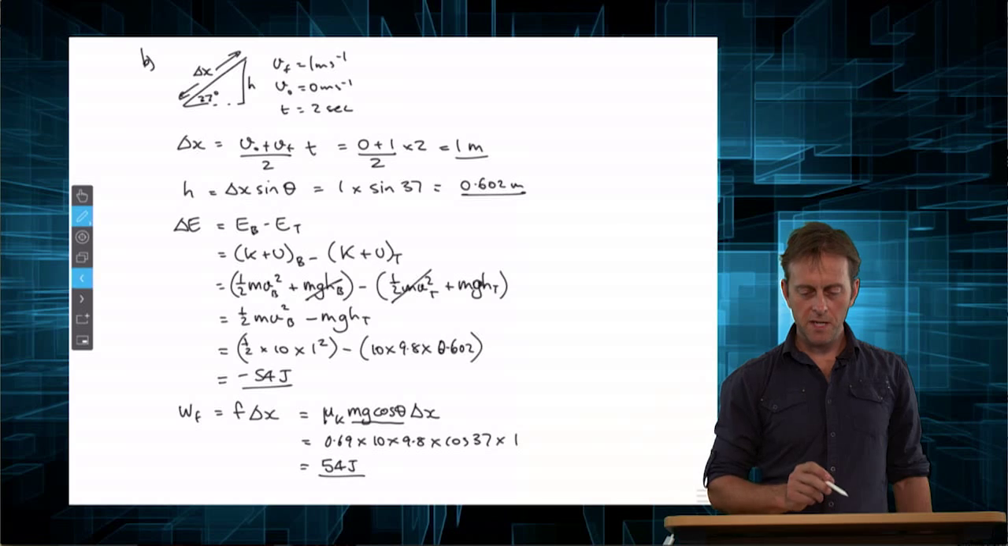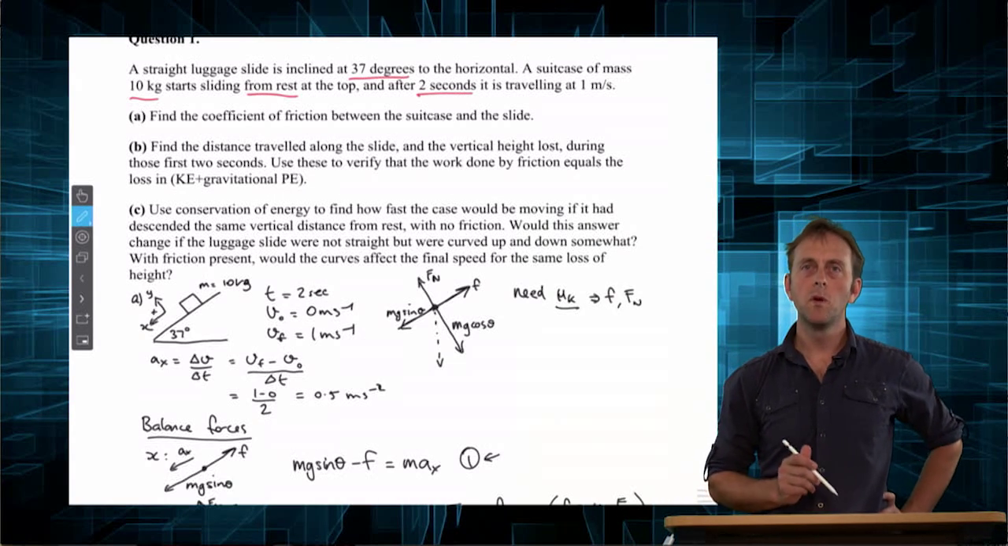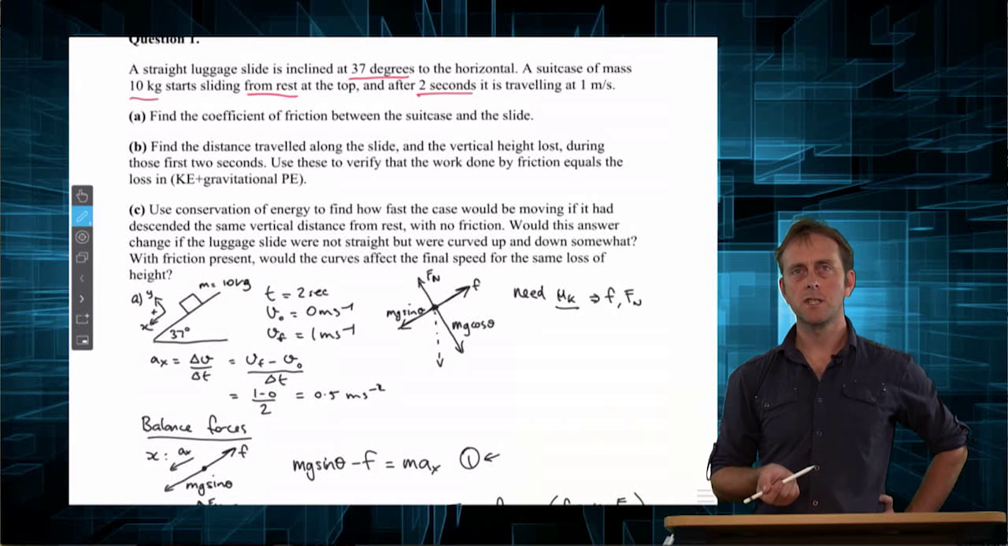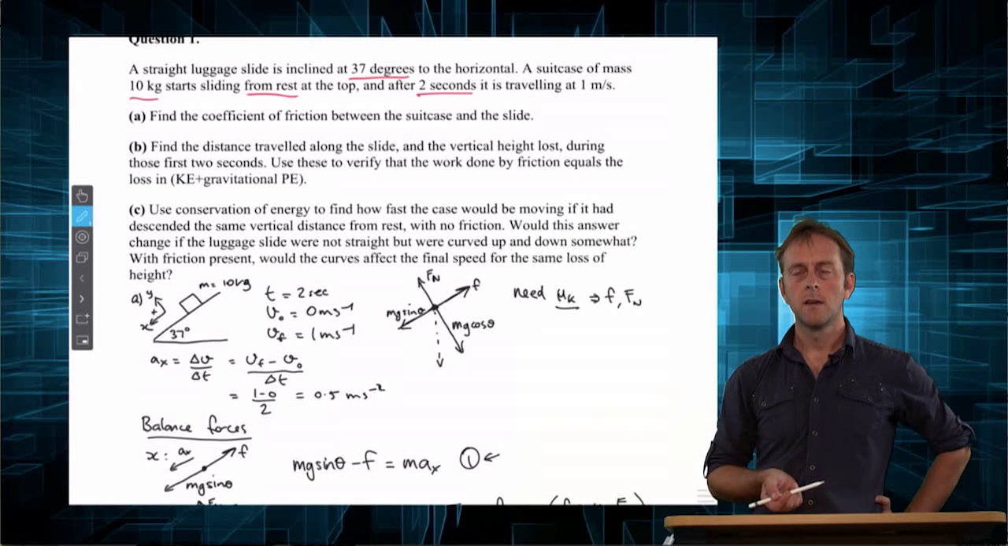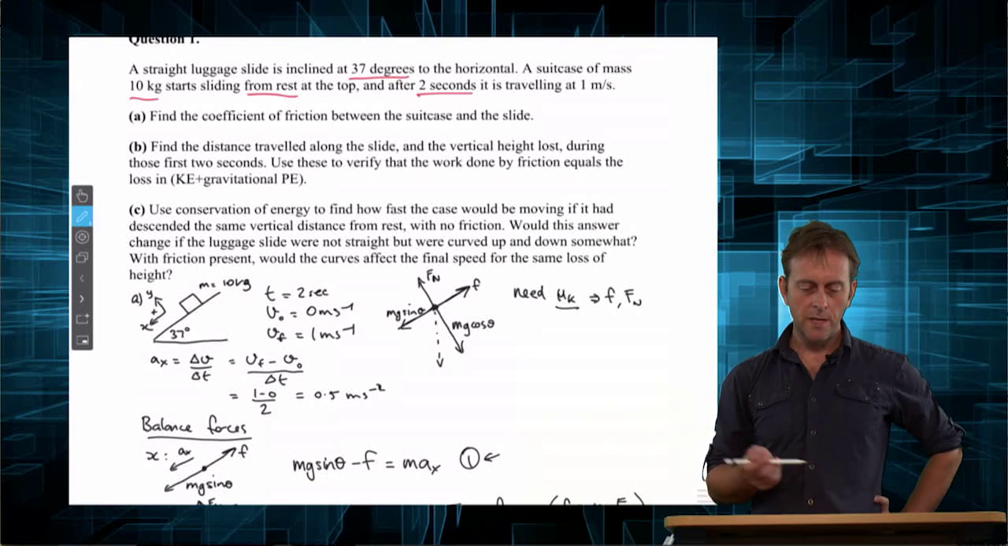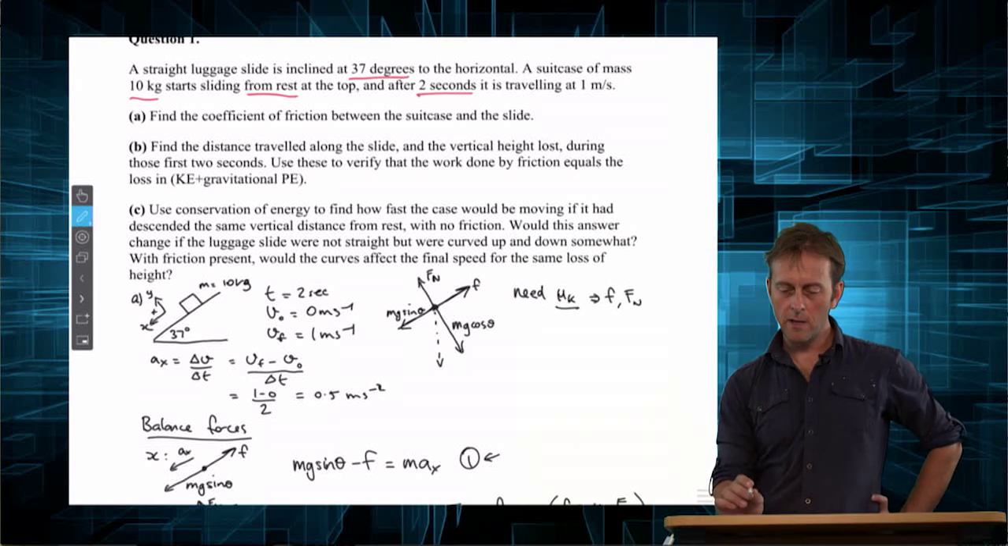So the next part of the question is saying use conservation of energy to find out how fast the case would be moving if we remove friction in that situation. So we should hopefully get an answer that is greater than that answer of 1 meter per second. So that would make sense. So we need to work that out. There's a couple of questions here that we can answer very quickly.